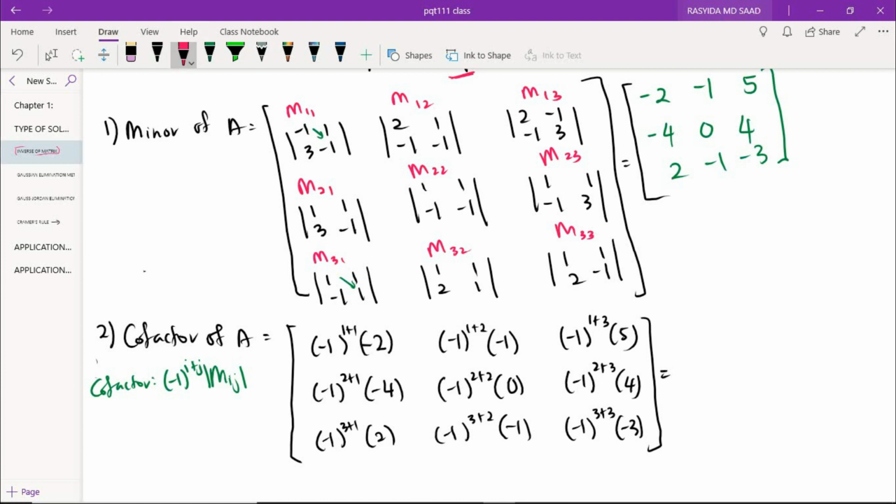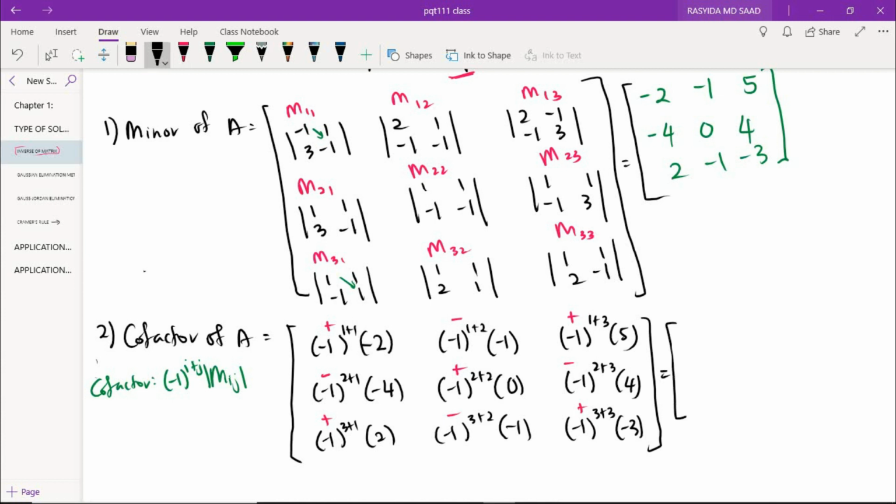Sometimes there is the formula: negative 1 to the power of 2, you get positive, negative 1 to the power of 3, negative, negative 1 to the power of 4, positive. This one will be positive, negative, positive, negative, positive. So that's why some people use plus minus, plus minus, plus minus, substituting this symbol inside the minor to find the cofactor.